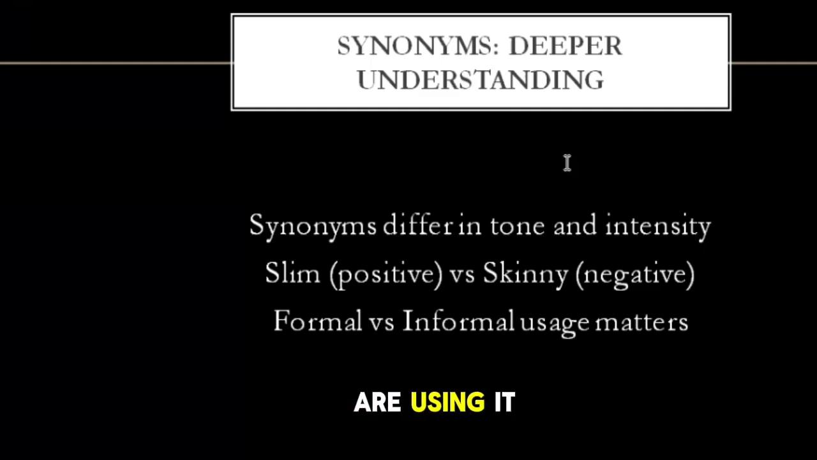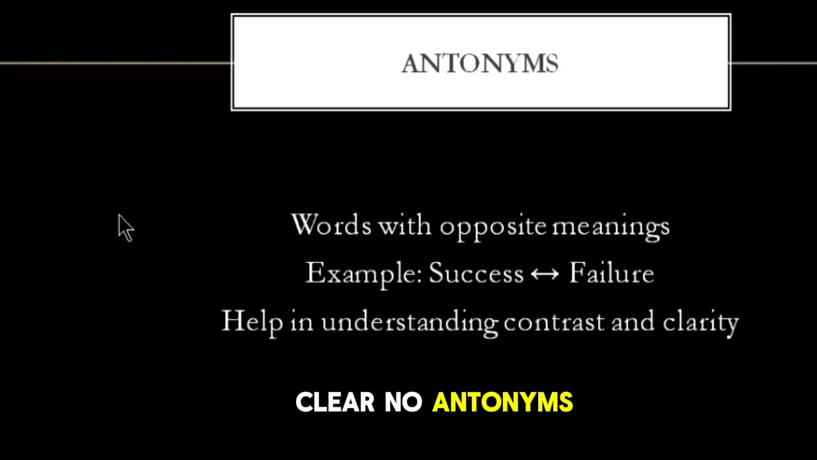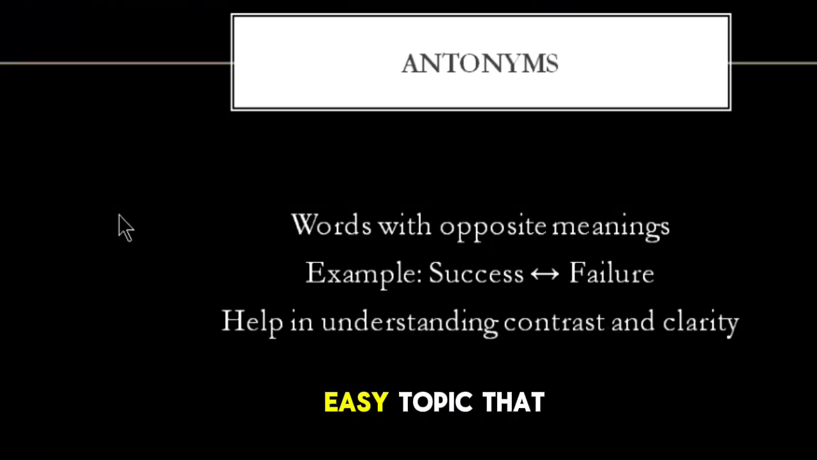But why we are using it here in the synonym portion? Because synonyms are also divided on the basis of their usage. So कुछ वर्ड्स के जो synonyms हैं that are somehow based on the formal and informal use of language. Clear? Now antonyms. Again, this is the same and easy topic that you have already discussed, you have already learned.